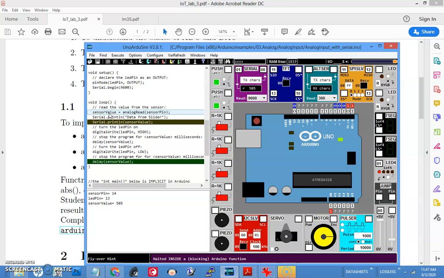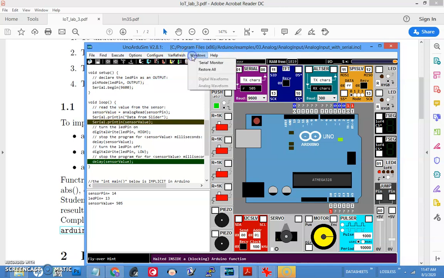So if I bring the slider very close to 0, my delay will be short, or the LED blinks at a faster rate. As I move my slider towards 5 volt, my delay increases and the LED starts blinking in a slower way. So you can verify that from the program and say execute. I can also show you the value that is coming in the serial monitor.